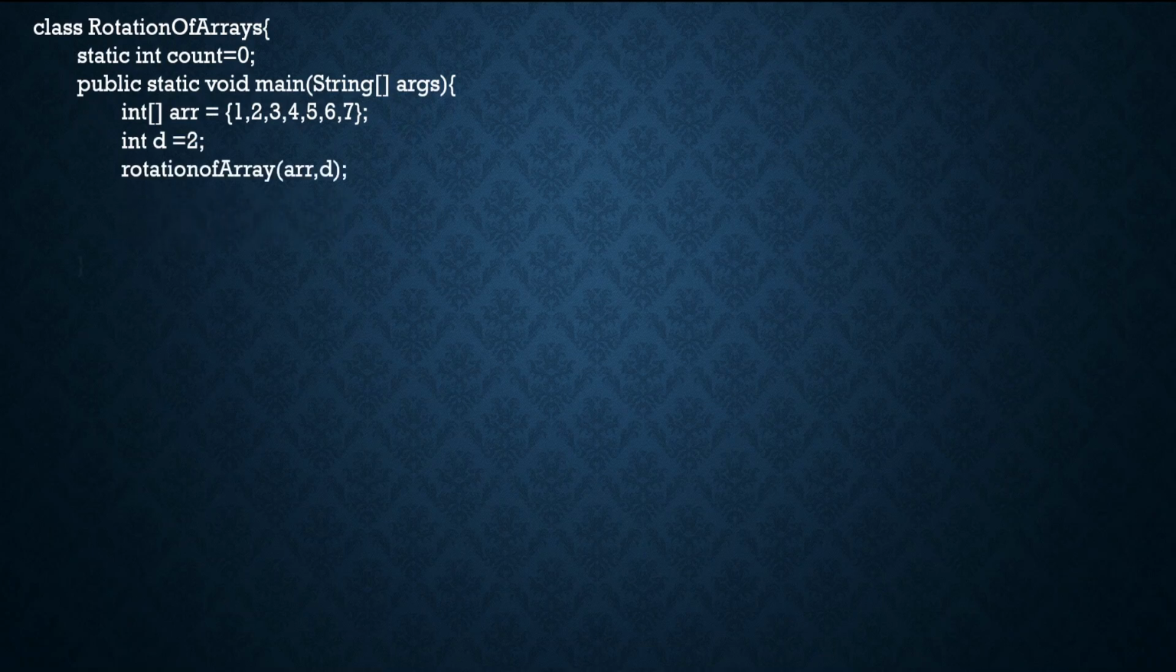Let us convert this into a code. First we need to create a class. Then you need a main method in which your array will be created. Let me create your input array. Your input array will be the value. Let me put the value 1, 2, 3, 4, 5, 6, and 7. And this is index 0, 1, 2, 3, 4, 5, 6. The name of this array is ARR. Okay? Distance D is equal to 2.